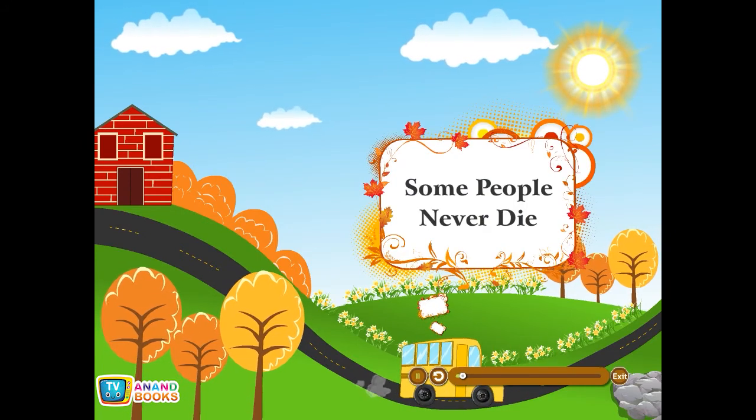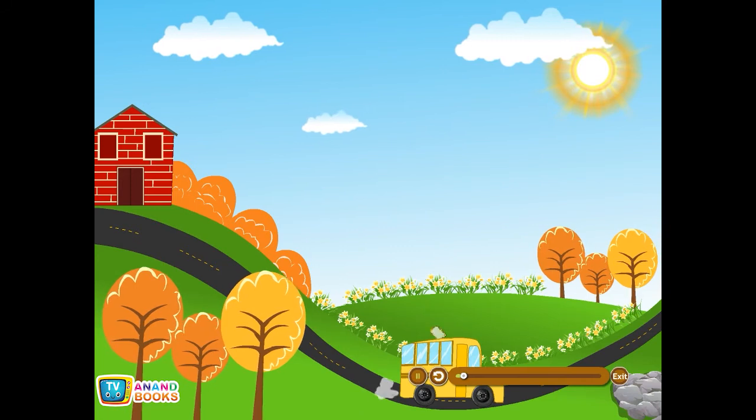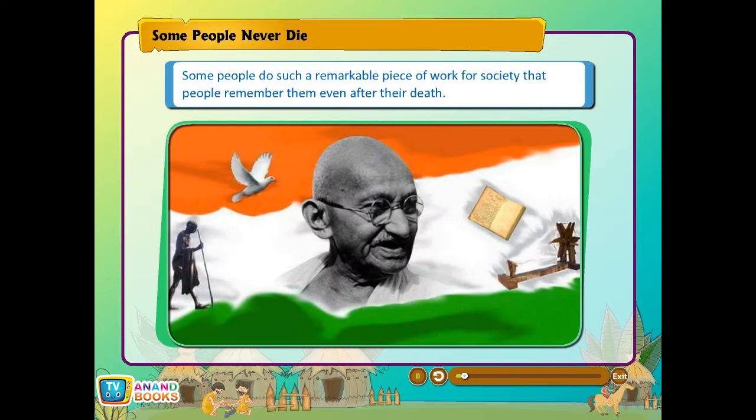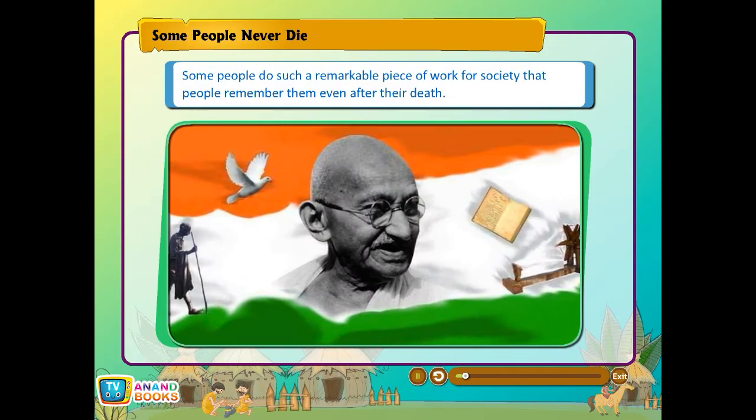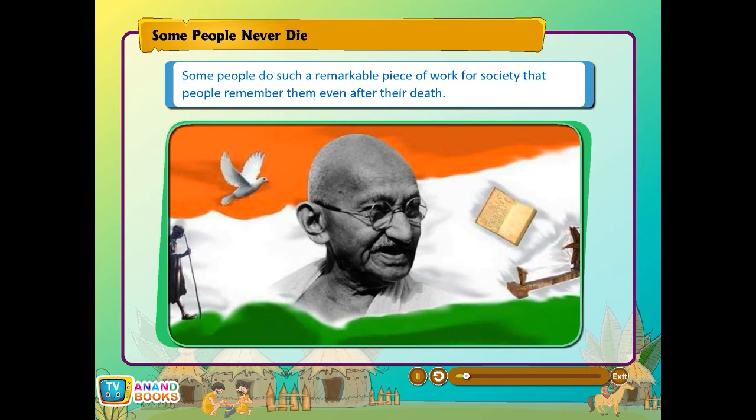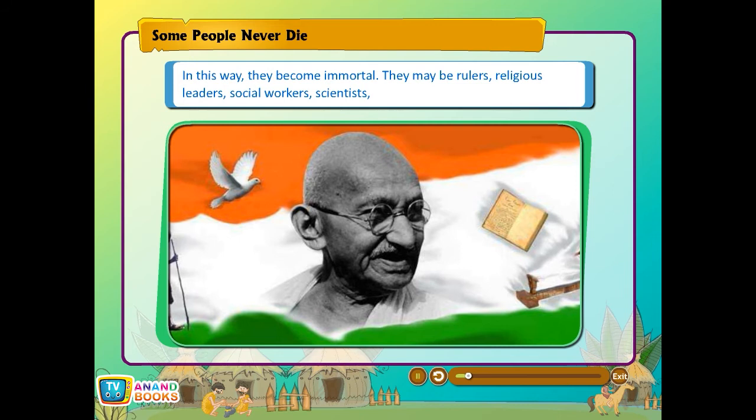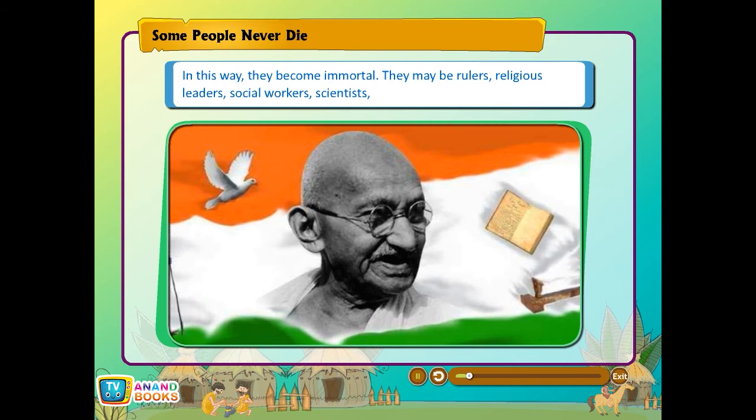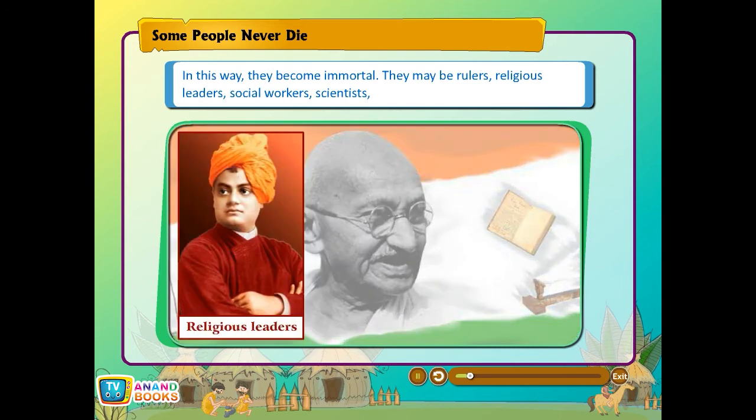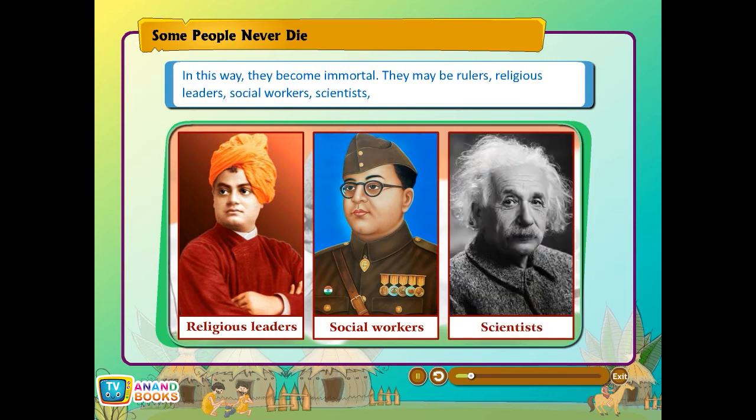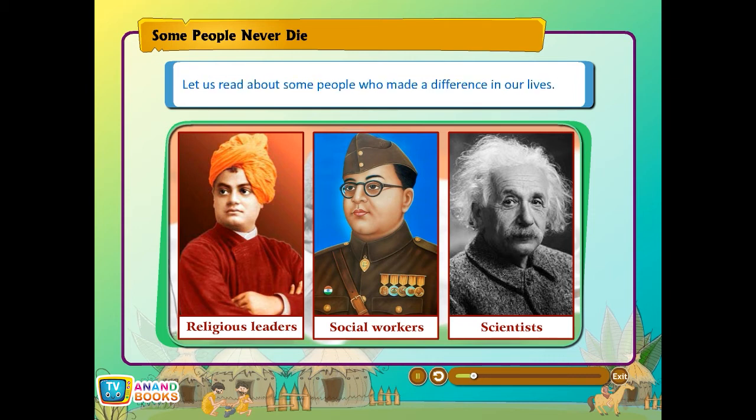Some people never die. Some people do such a remarkable piece of work for society that people remember them even after their death. In this way, they become immortal. They may be rulers, religious leaders, social workers, scientists, or others who improve the lives of the people by their teachings or work. Let us read about some people who made a difference in our lives.